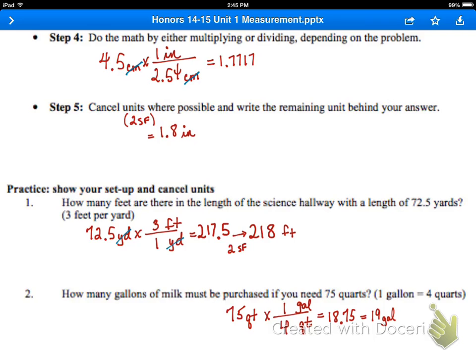Oh, I fixed it. 218. I was looking at old notes with old keys, and I hadn't redone the math yet, so if you got 218 feet, that is definitely the correct answer. Sorry about that.